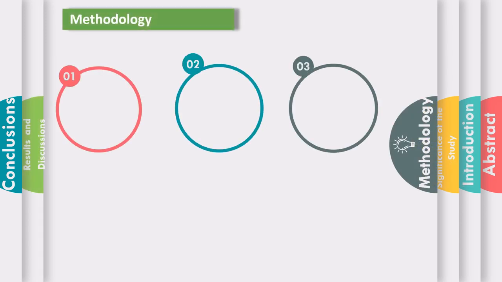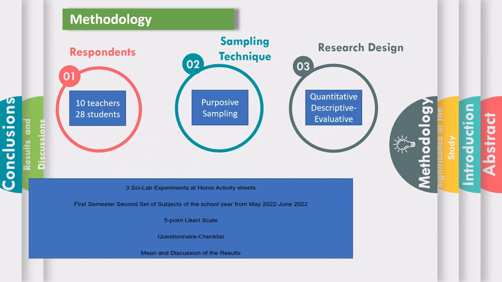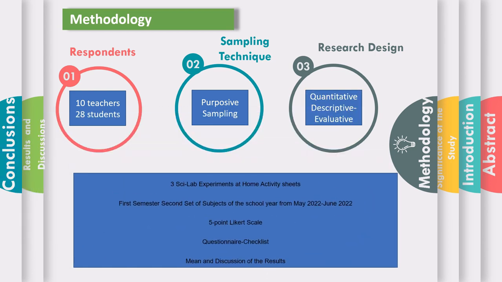For the methodology, the subjects of the study were the 28 grade 11 STEM students and the 10 teacher respondents who are experts in the field of science to determine the level of acceptability. The study used the purposive sampling technique. The researcher used quantitative research, the descriptive evaluative, as a research design.